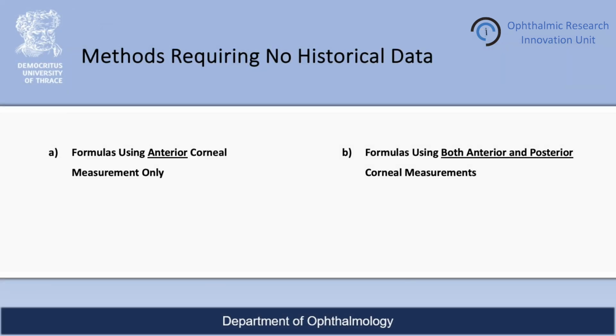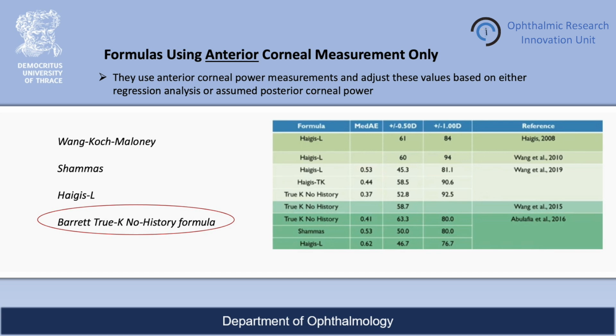Several methods have been proposed that require no historical data. The formulas fall into 2 categories: formulas that use only anterior corneal power measurements, and formulas based on corneal power measurements of both the anterior and posterior corneal surfaces. The formulas that use only the K readings of the anterior surface of the cornea, which are obtained by keratometry and topography, adjust these K values based on either regression analysis or assume the posterior corneal power. So, they do not measure the posterior curvature of the cornea, but they predict it.